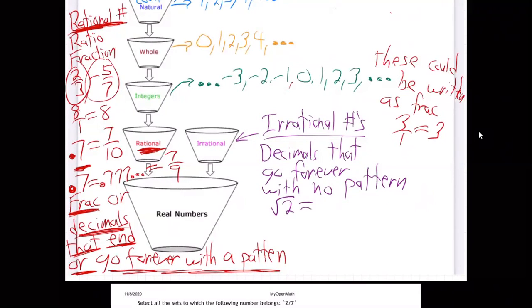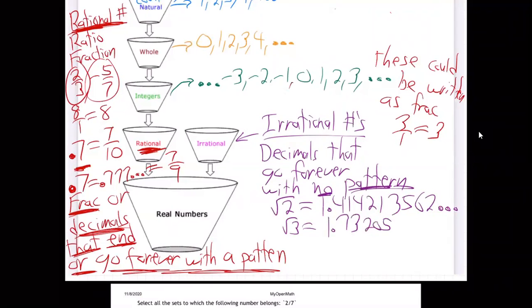If you do square root of 2 in your calculator, I'll do it right now, you'll get 1.414. Looks like a pattern, but then it breaks away: 2, 1, 3, 5, 6, 2, and on it goes forever. No pattern. And now, some square roots are clean. Like square root of 3 also is no pattern, right? That'd be 1.73205. On and on, no pattern.